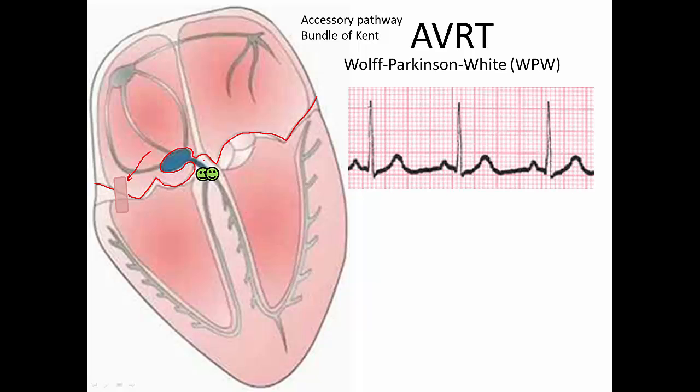Some people call it the bundle of Kent. Some people have stopped using that because it's not just found in one spot anymore. Actually, most of the time it's found somewhere over here. And sometimes it could be in the posterior region right back here. So there's various places that it can be. I just wanted to put it right there because it was a little bit easier for me to make the drawing work. So let's see what happens.